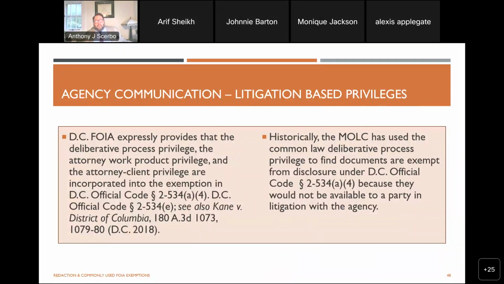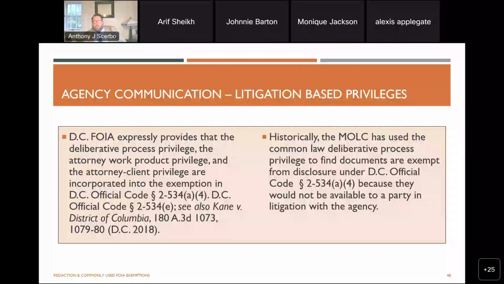Agency communication. So let's talk about these litigation-based privileges. DC FOIA expressly provides that the deliberative process privilege, the attorney work product privilege, and the attorney-client privilege are incorporated into the exemption in 2-534(a)(4). So it's an express incorporation. There is essentially no room for doubt that these privileges are in fact incorporated.